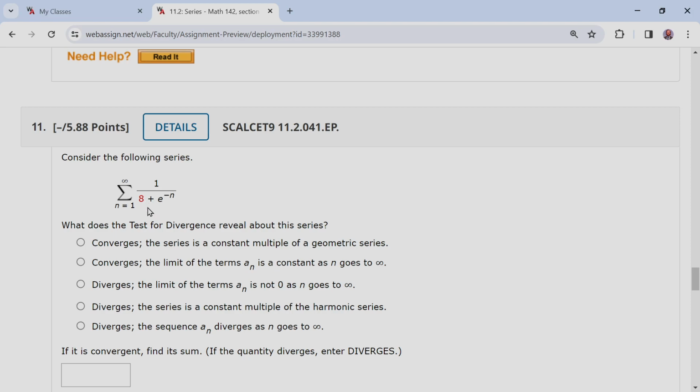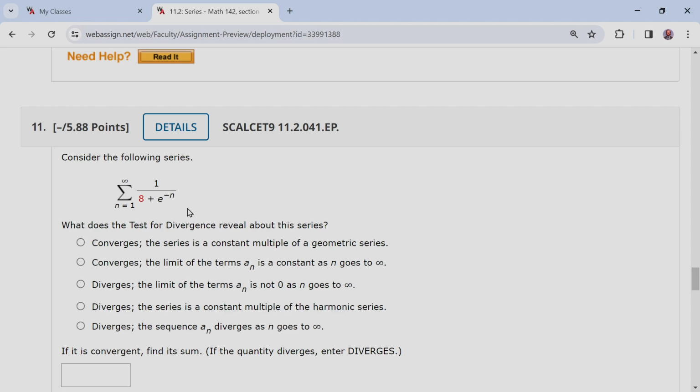Here, we have 8 plus e to the minus n, which, if we got rid of the 8, set the 8 aside, because all we care about is convergence or divergence here. We don't care what this converges to. We just care whether we do converge or not. Set the 8 aside, the 1 over e to the minus n is going to be necessarily bigger than the 1 over 8 plus e to the minus n, because if you shrink the denominator, you increase the value of the fraction.